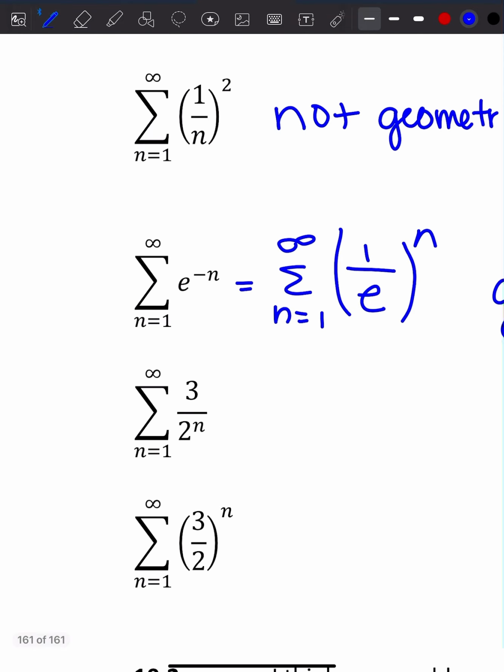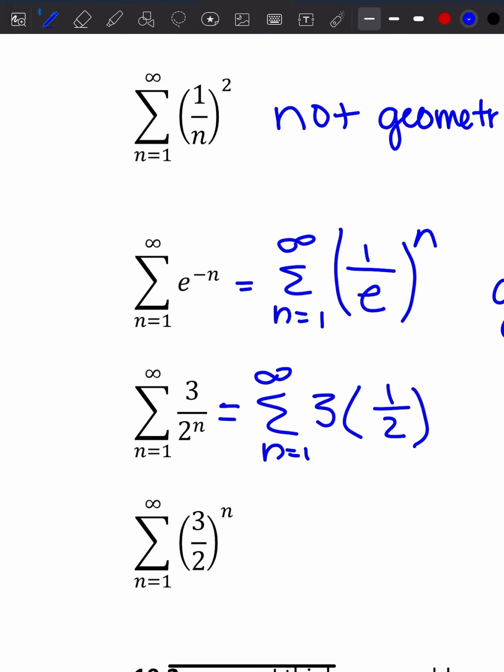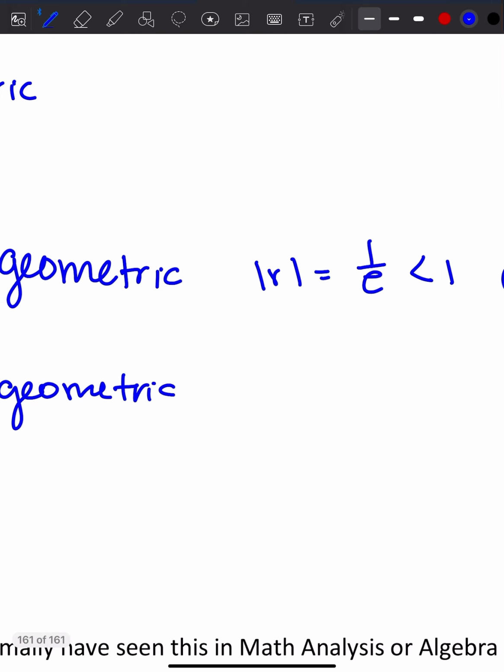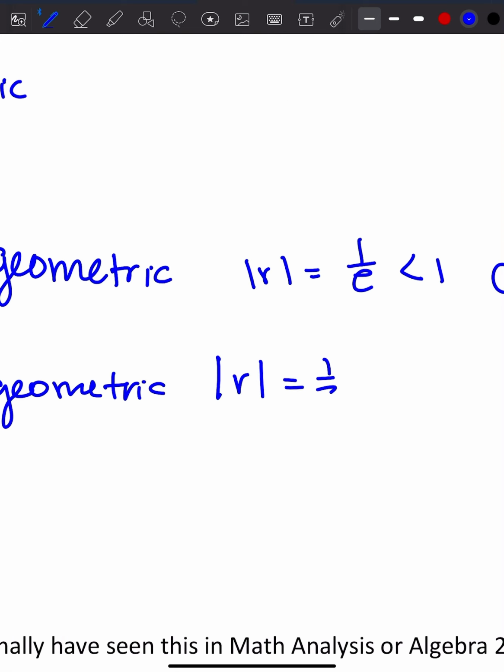We have the summation from n equals 1 to infinity of 3 divided by 2 to the n power. I see a number to a power, but I'm going to rewrite this so it looks a little bit more familiar. So we have n equals 1 to infinity. 3 we're going to pull out front. And then we have 1 over 2 to the n power. So this is just another way of doing (1/2) to the n. This is geometric. The absolute value of r is equal to 1/2. It's less than 1, so it converges.